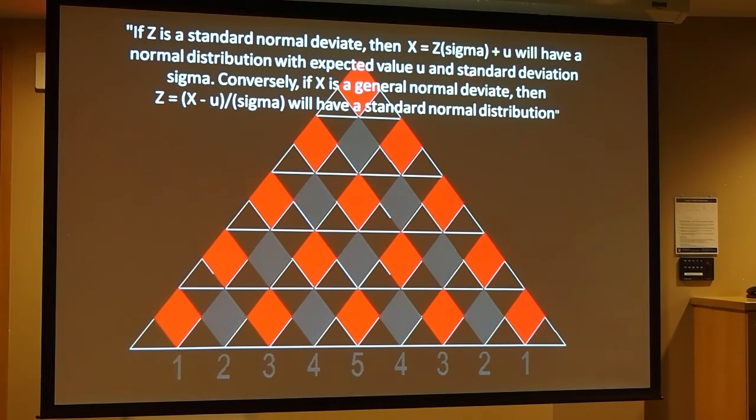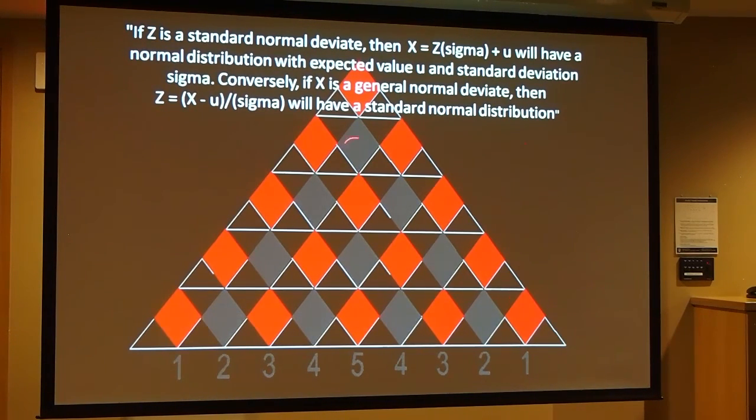So we have this mathematical theorem from statistics to say that if z, which is some kind of distribution, is a standard normal deviate, then x equals z sigma plus mu will have a normal distribution with expected value mu and standard deviation sigma. Or we could say that if x is a general normal deviate, then if we rescale this x distribution, we'll get the standard normal distribution.